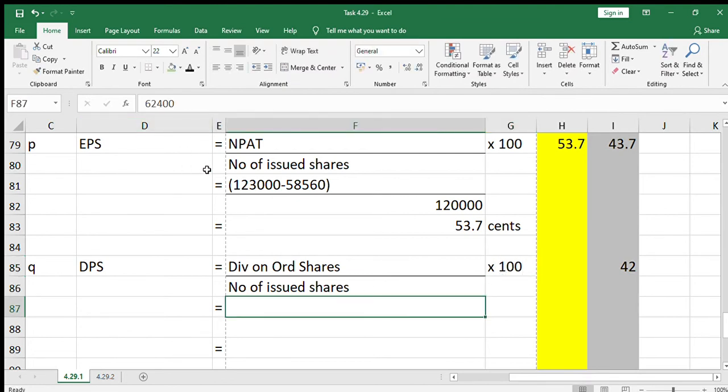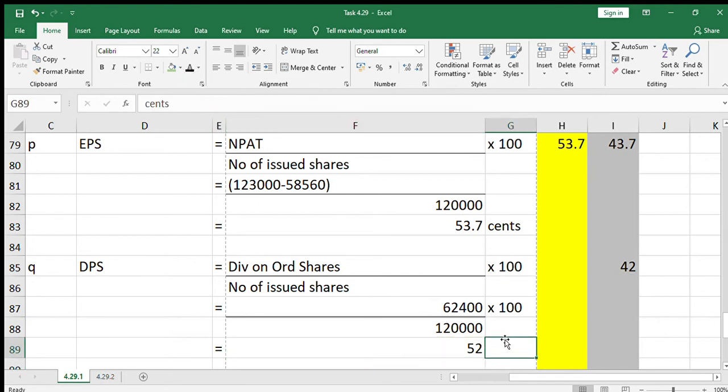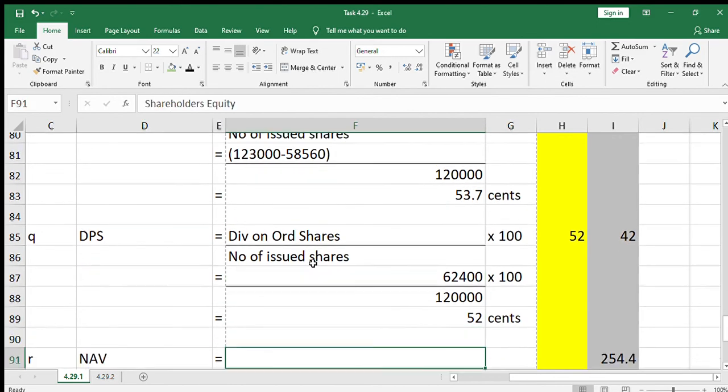Okay, so we can get the dividends from the retained income note, 62,400. The number of issued shares is the same one we used up there, 120,000. Multiplied by 100, and that will give you an answer of 52 cents. Also, you see that the dividends per share has increased from the previous year. The shareholders will be happy with it.